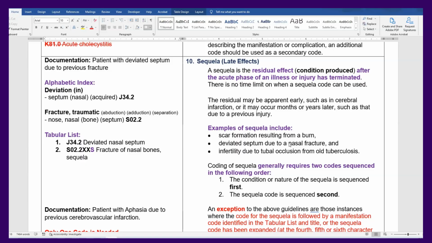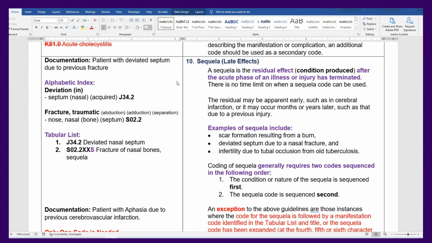Some examples of sequelae include a scar that has formed as a result of a burn, a deviated septum due to a nasal fracture previously, and infertility due to a tubal occlusion from old tuberculosis. Coding of the sequela generally requires, and I want you to look at that word generally, because there are exceptions to every rule, well, not every rule, but most rules, generally requires two codes sequenced in the following order. The condition or nature of the sequela is sequenced first. The sequela code is sequenced second.